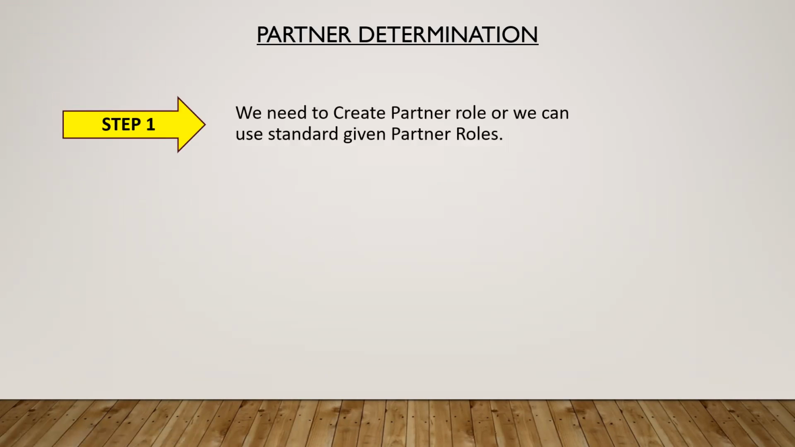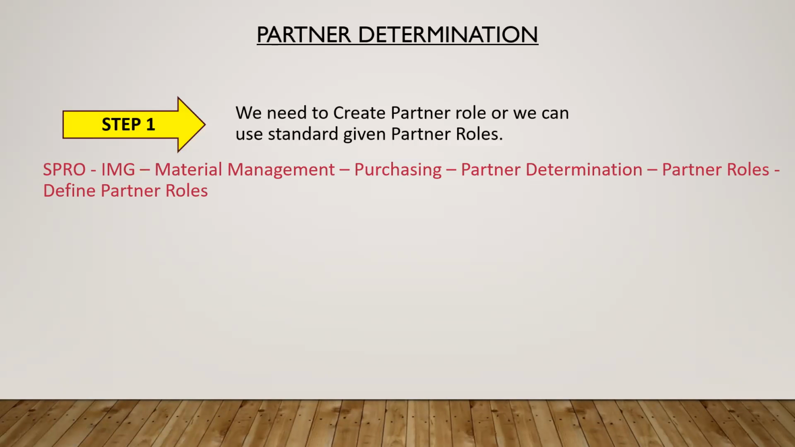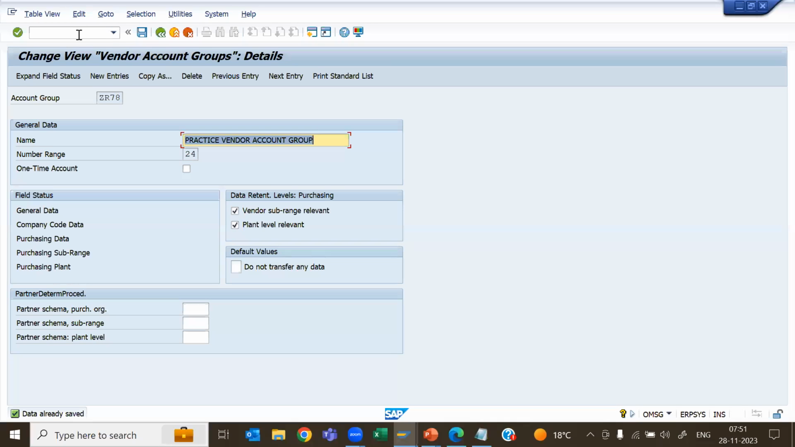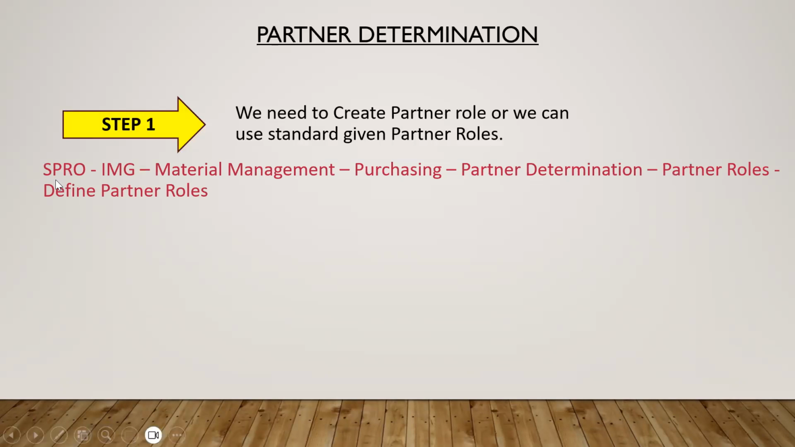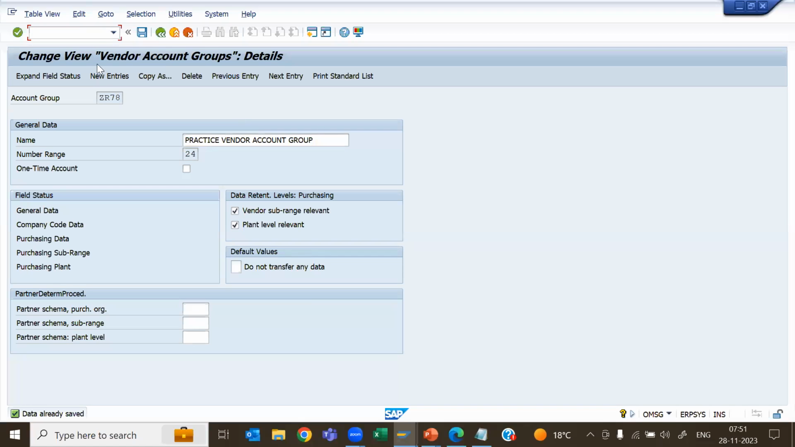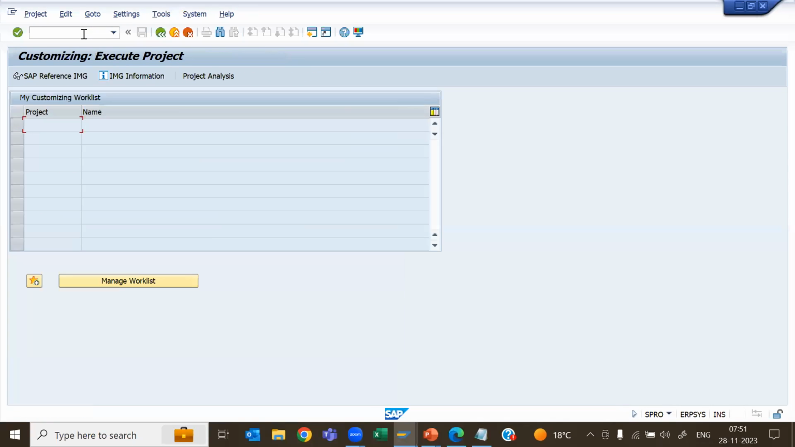At first, we need to find out in which section or node the partner roles are available in the system. For that reason, I am going directly to the SPRO path. Here you can see SPRO, IMG, Materials Management, Purchasing, Partner Determination, Partner Roles, and Define Partner Roles. For that, I'm just showing you the SPRO path.